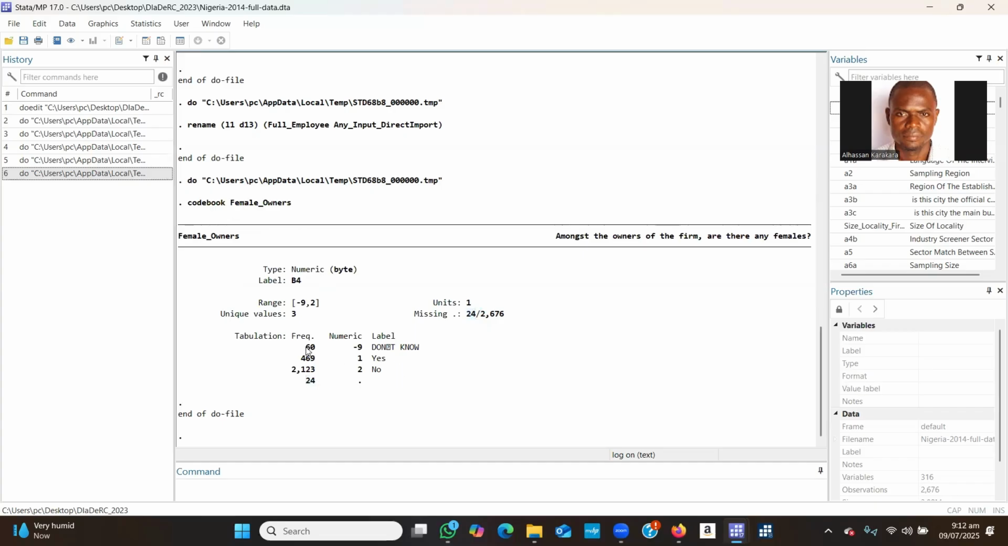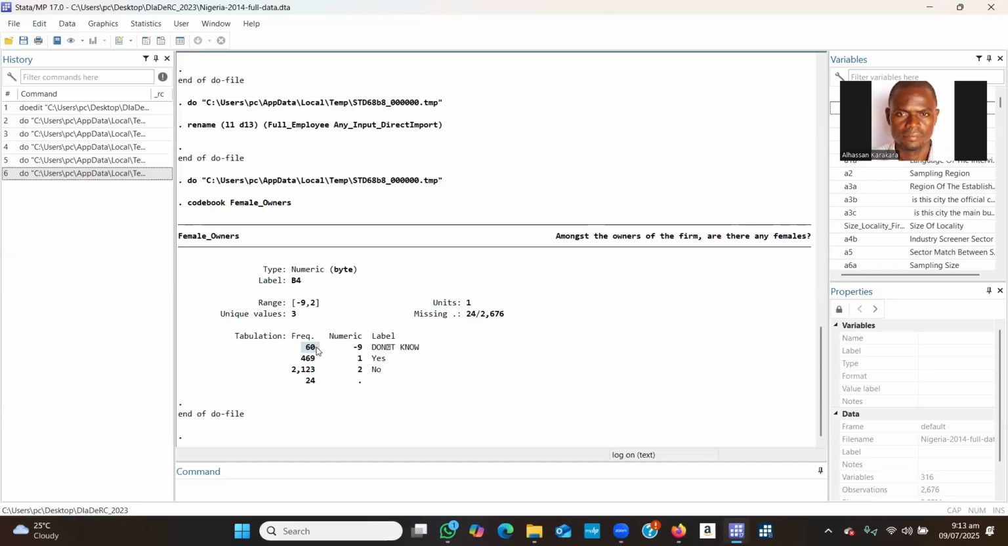Then again, we have another 60 firms that say they don't know, so you are not sure whether to add them to yes or no. The question is whether they are female owners. 469 firms answered yes, which means that they have female owners. Then 2,123 answered no. They are saying that there's no female owner; the ownership of the firms is solely male.